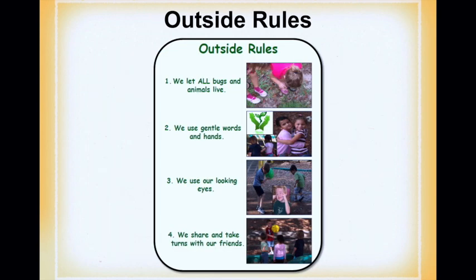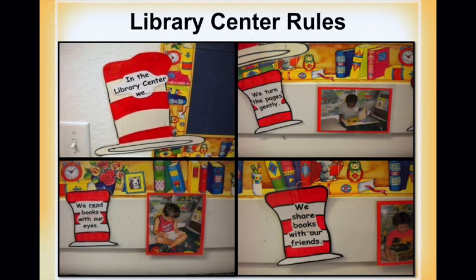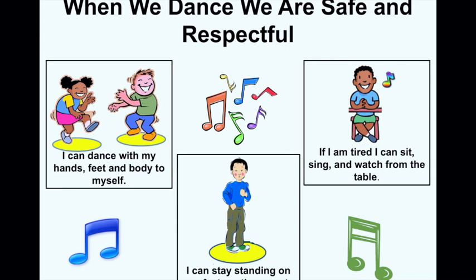Here are some outside rules with pictures to illustrate the rules. Things like we let all bugs and animals live, and we use gentle words and hands, and we have pictures that match those words on the left. Here's a visual example of some library center rules that we want children to follow, and notice there are accompanying photos to go along with those as well. Here's an example of some music and movement rules for one classroom. This is a poster that I've seen posted in a few preschool classrooms.